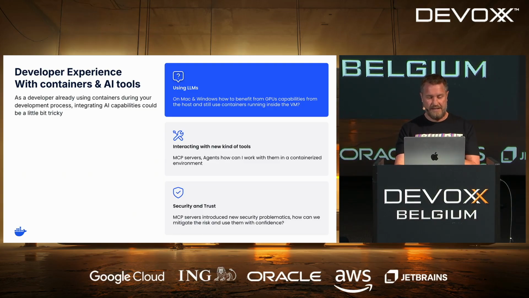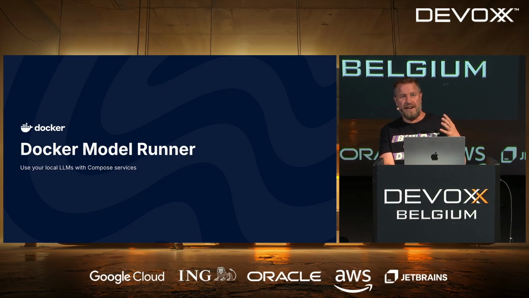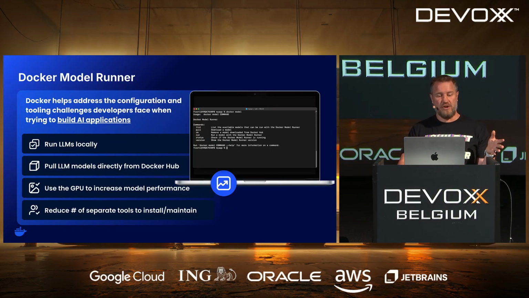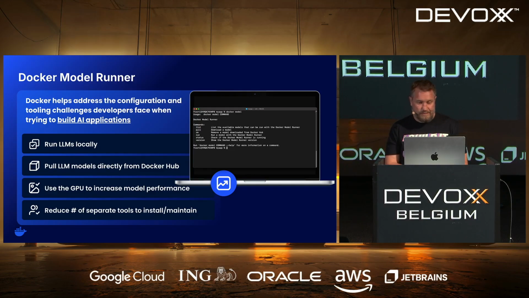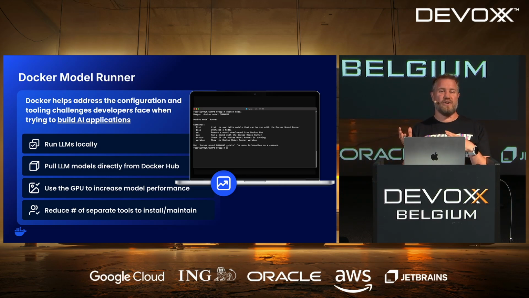So let's see that. Before I talk about Compose directly, I need to talk about Docker Model Runner. What is Docker Model Runner? This is an inference engine that is running locally on your machine. It is just a Docker repackaging of llama.cpp, but with dedicated features to facilitate the communication between your container and the models that are running on the host. So it works the Docker way.